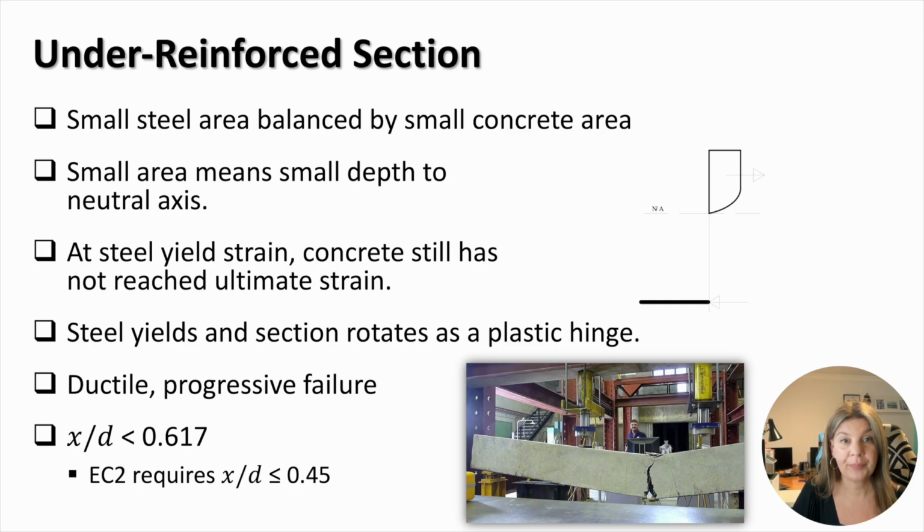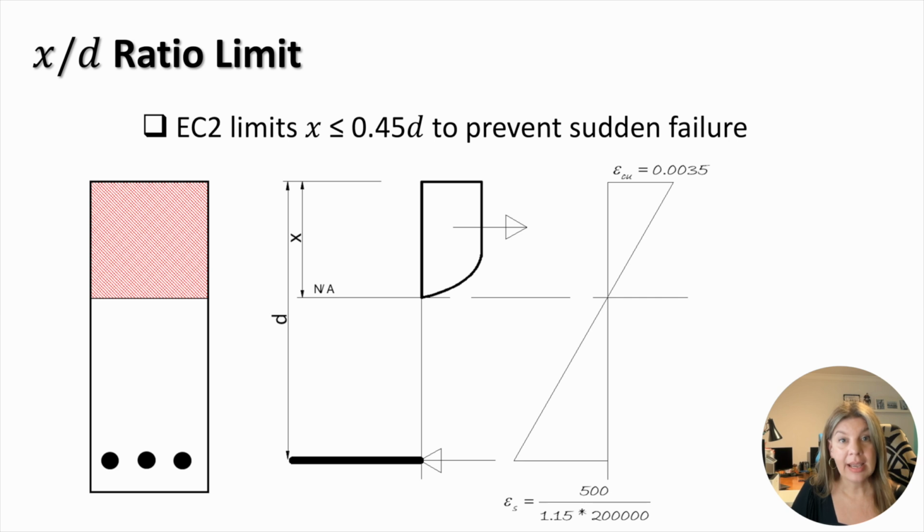In the under-reinforced section, the ratio of the depth of the compression zone to the effective depth, X to D, is smaller than 0.617. To increase the ductility of the section, Eurocode 2 limits this ratio to 0.45. As mentioned, the X to D ratio equals 0.617 in a balanced section, while Eurocode 2 limits the ratio to 0.45. Let's find out where these numbers actually come from.